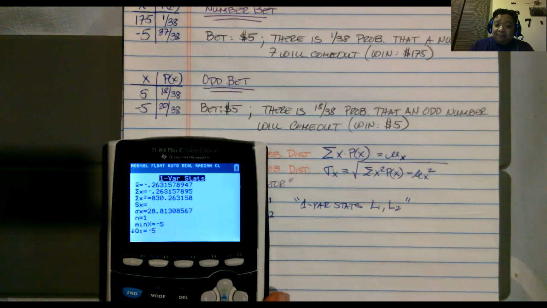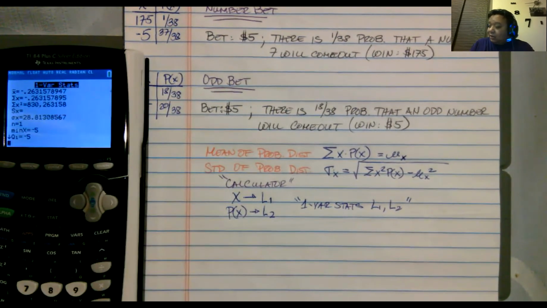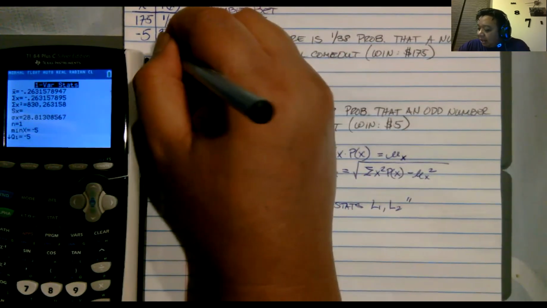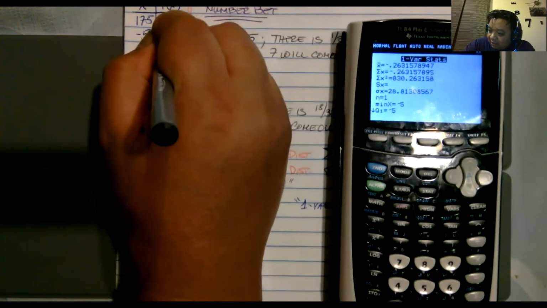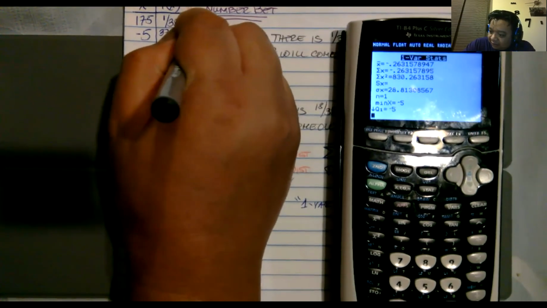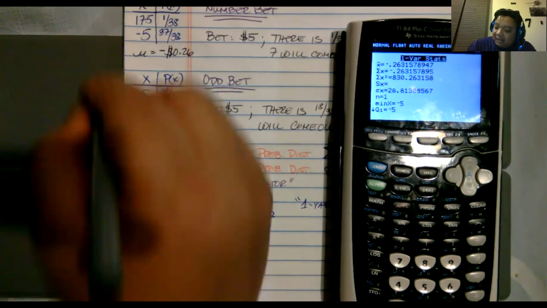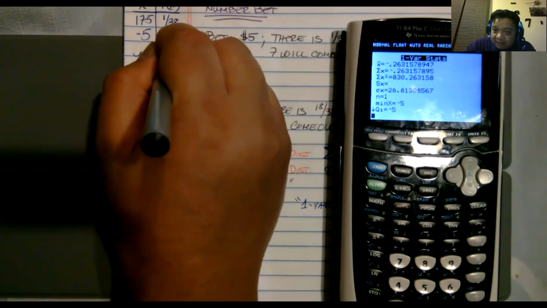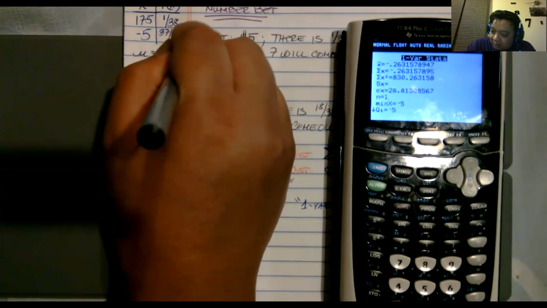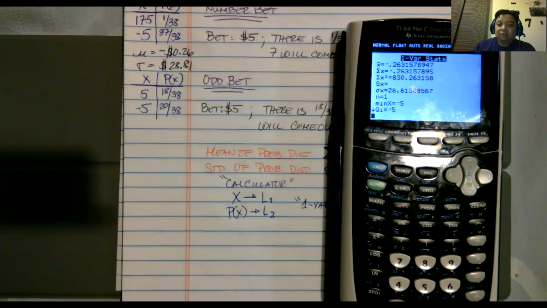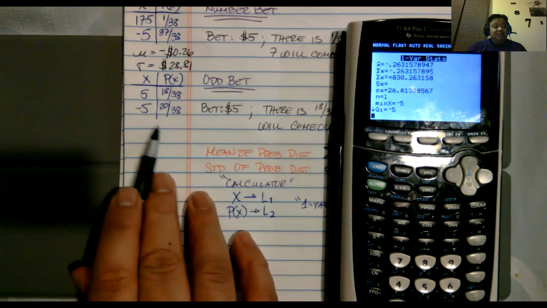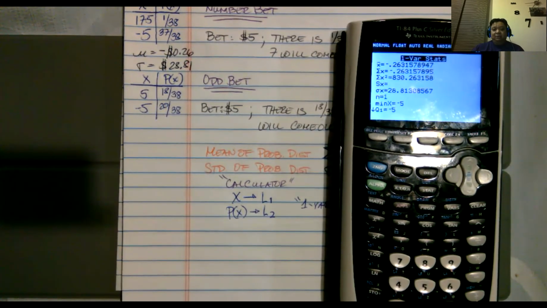So on here, for the first bet, the mean was negative 0.26, and the standard deviation is 28.81. Okay. So I want you to do this on the second probability distribution.